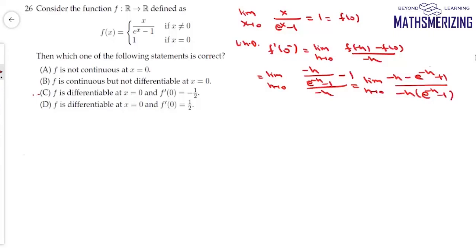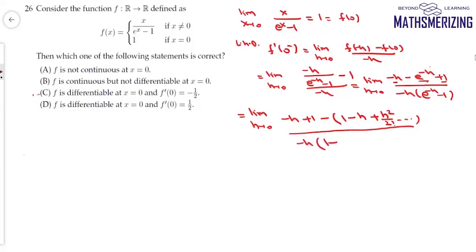Now I'll use the expansion formula for e to the power minus h. So I'll write this limit as limit h tends to 0 of minus h and then I'll also write plus 1 and minus, for this e to the power minus h, I'll get 1 minus h plus h square upon factorial 2. And in the denominator, I'll write minus h, and this is 1 minus h plus h square upon factorial 2 minus 1. Now here 1 will cancel, h will also cancel.